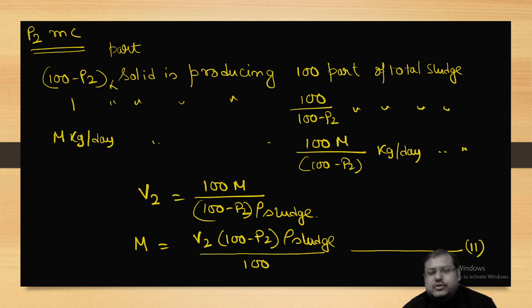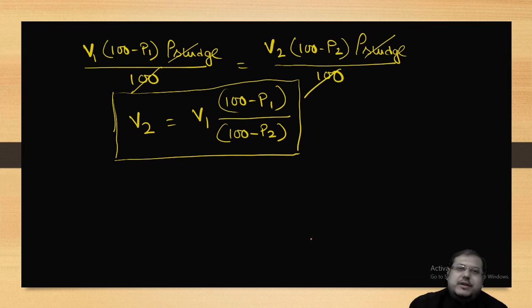Mass of solid. So solids is unaltered. Nothing is altered in the solids. What is altered is the water. That is why the mass of solids, m kg per day, will be unaltered. The volume will be 100 m by 100 minus P2 into rho sludge. Now from here also, if you take out the m, that is m equals V2 into 100 minus P2 into rho sludge by 100. If we equate these two equations 1 and 2, what are you getting? The formulation V2 equals V1 into 100 minus P1 by 100 minus P2.